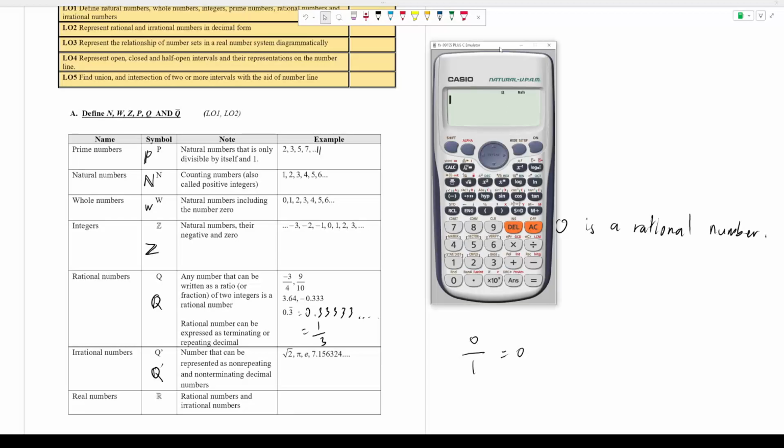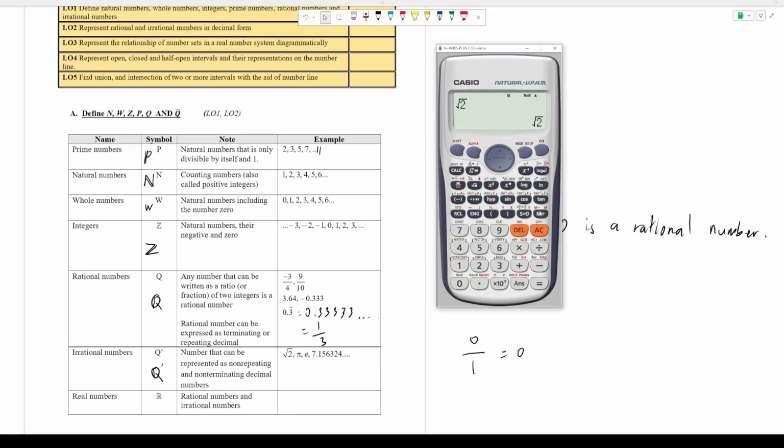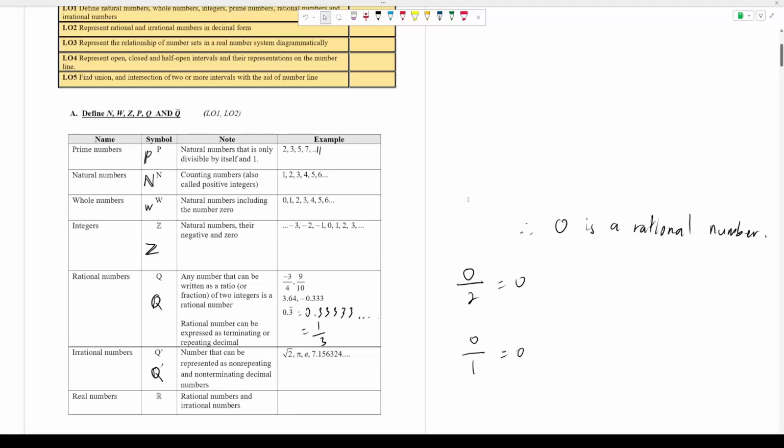If you press root 2 on the calculator, you can see that the number is 1.414213562. It stops there, but actually it doesn't stop there. It is a non-repeating decimal. If the number doesn't repeat, it means that the number continues up until infinity. So that means that it is an irrational number. The example earlier, 0.333, but it stops, it terminates. So it is rational. Or 0.33333, but the number repeats, 33333. So that is a rational number.